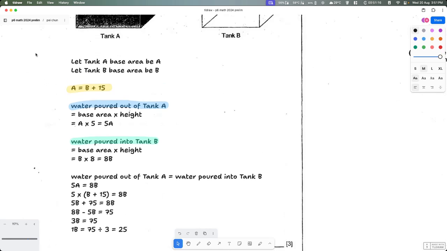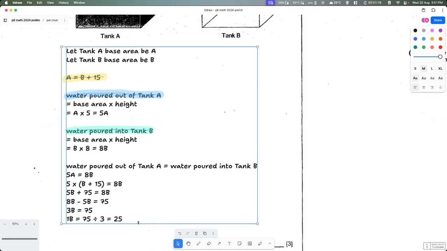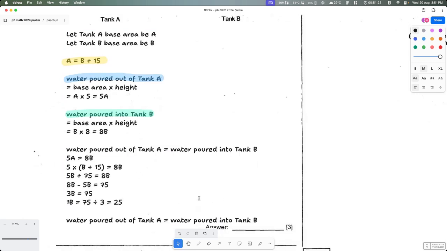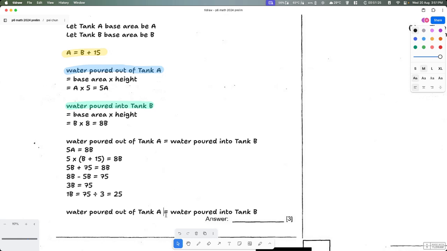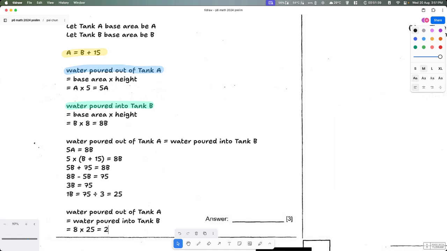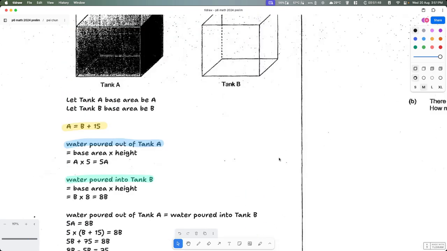Water poured out is equal to water poured into tank B, which will then be equal to 8 times 25. We multiply this by 8, which is 200 centimeter cube. There you go, that's the answer. 200 centimeter cube. All right, that's it. Let's move on to the next question.